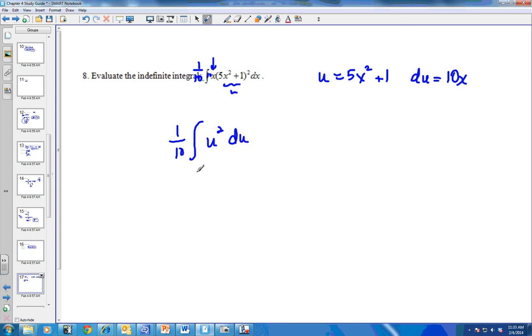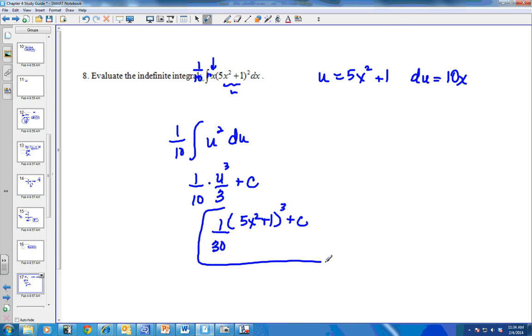So now I'm going to integrate. I have 1/10, add 1 to my exponent, divide by my new exponent, plus c. Now I'm going to substitute my u back in. 5x squared plus 1, all raised to the third power, plus c.